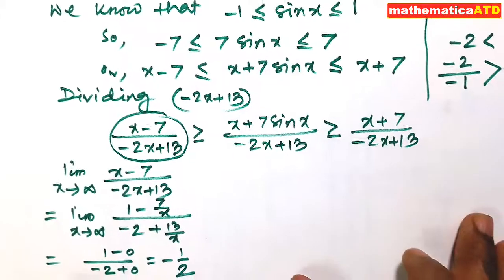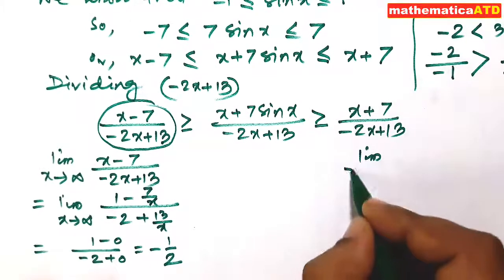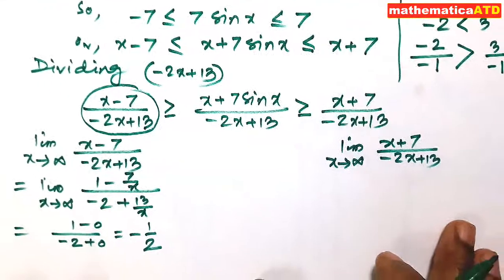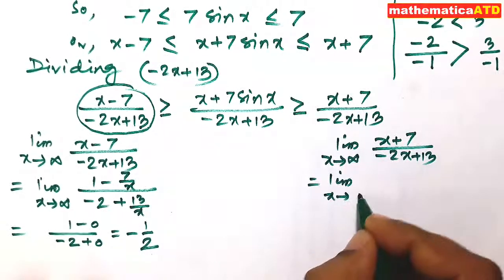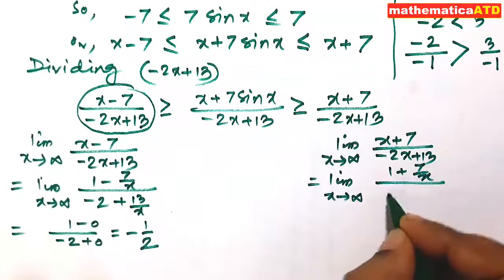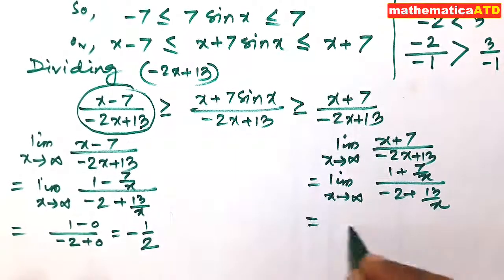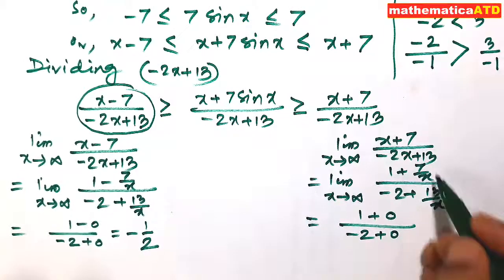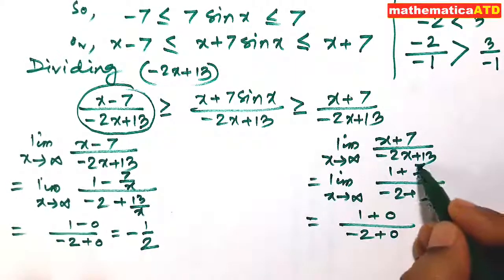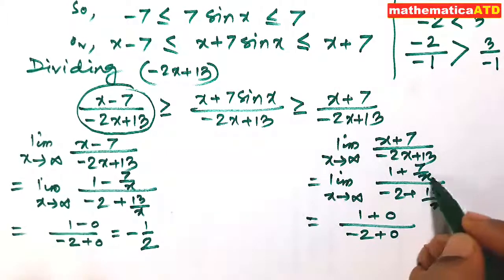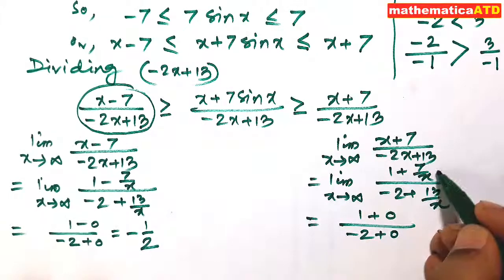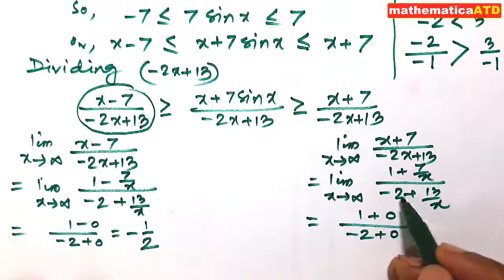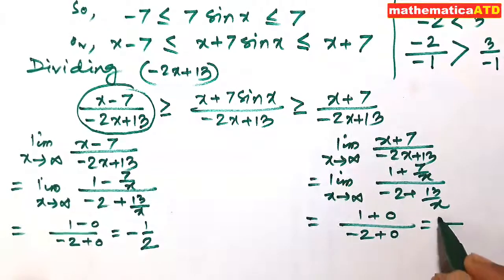Again we put the limit on the extreme right. Limit x tends to positive infinity, x plus 7 divided by minus 2x plus 13. So this is 1 plus 7 by x divided by minus 2 plus 13 by x. So this is 1 plus 0 divided by minus 2 plus 0. Why do I write 0 and 0 here? Because x is tending to positive infinity, so 7 divided by a huge positive quantity will tend to 0. Similarly 13 by x also tends to 0. So the limiting value is 1 divided by minus 2, so the limit is minus 1 by 2.